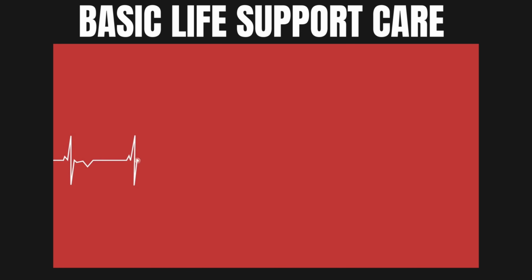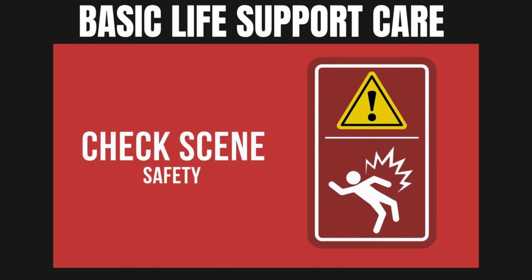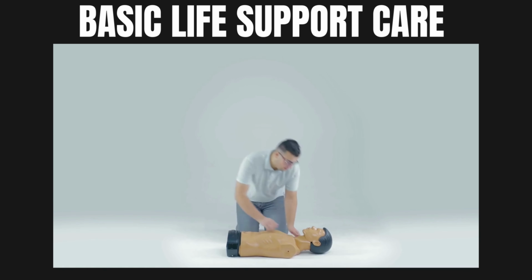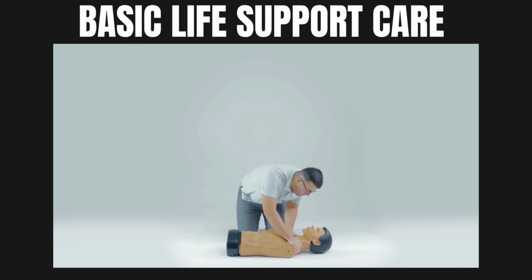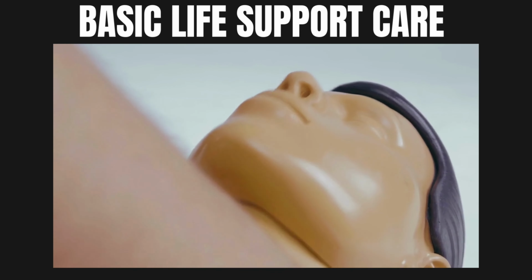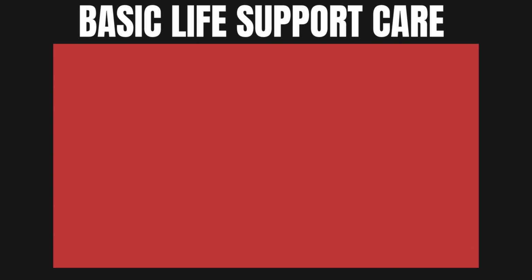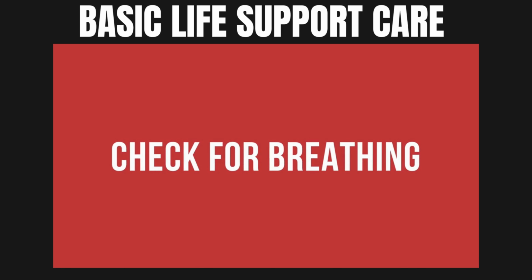Emergencies can happen anywhere, so it is important to know how to provide basic life support care. As you approach the scene of an emergency event, check your surroundings to ensure that they are safe, and only kneel beside the victim after that. Tap the victim's shoulder and shout, "Are you okay?" If the victim is unresponsive and you are alone, call for help and check for breathing.